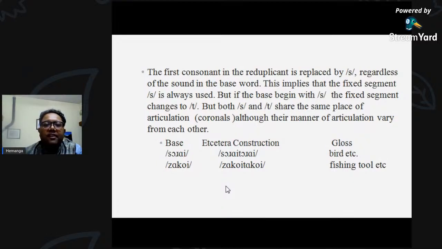This implies that the fixed segment 'sir' is always used. But if the base begins with 'sir', the fixed segment changes to 'the'. But both 'sir' and 'the' share the same place of articulation, coronals, although the manner of articulation may vary from each other. So one is a fricative and the other is a plosive.